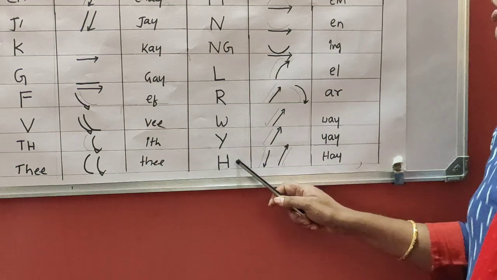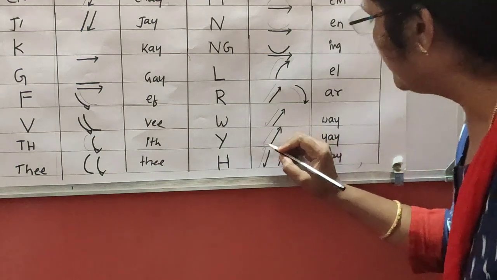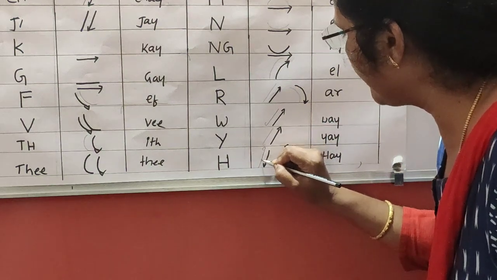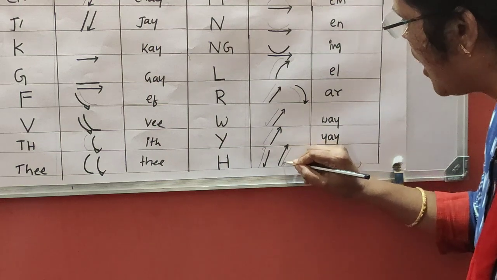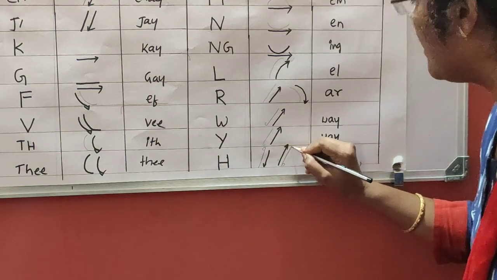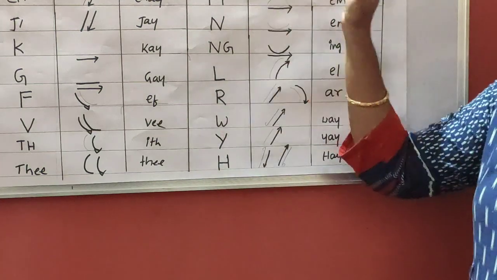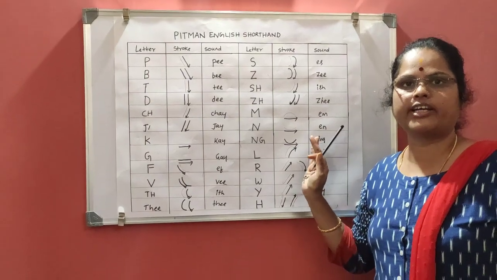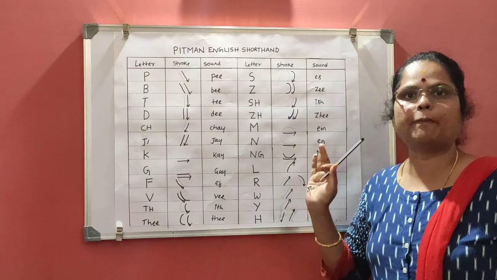This letter also can be written in two ways. From upward to downward direction in one way, and from downward to upward direction in another way. You can write it in two ways. These are the 24 characteristics you have to learn in English shorthand. These are the basic characteristics. You just keep on practicing.